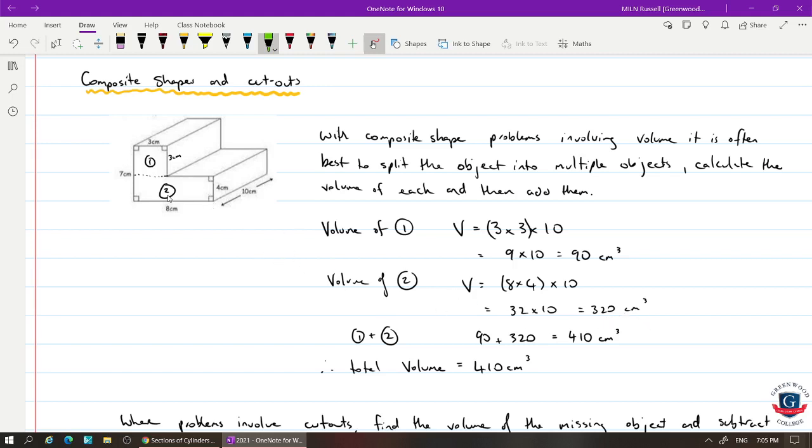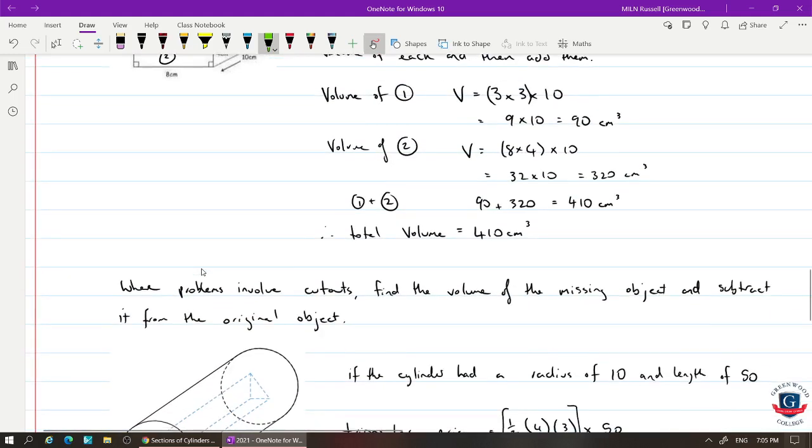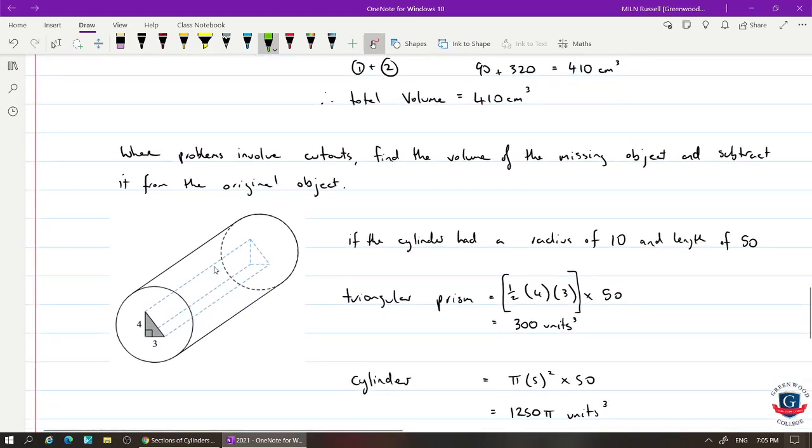Once I have the volume of each, I can just add them together, and that gives me 320 plus 90, 410 centimeters cubed. So that's working it out as two different shapes added together, which we can do quite easily with composite shapes. Sometimes it's easier to do it as a cutout. You take the volume of the entire shape and then subtract the part that you're cutting out.